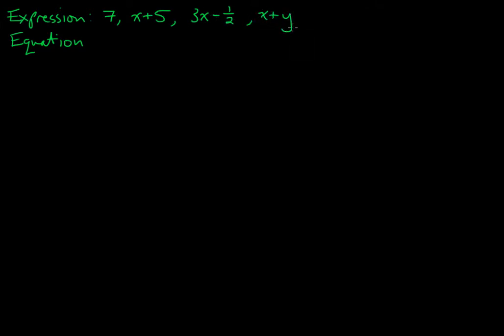First I want to distinguish between an expression and an equation. An expression is just a number, like 7, or x plus 5, or 3x minus a half. Anything like this. It could have multiple variables in it, even x plus y, whatever. All of these four things represent numbers. They're essentially the nouns in an algebraic statement.